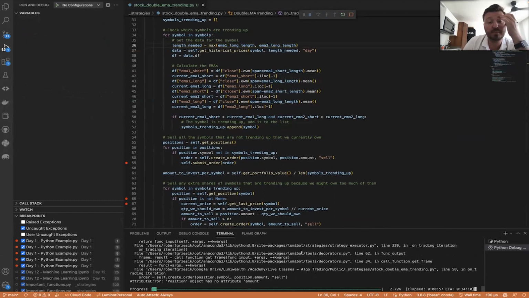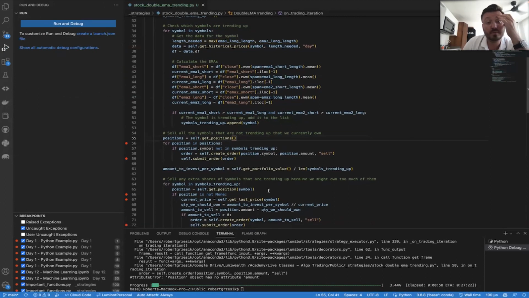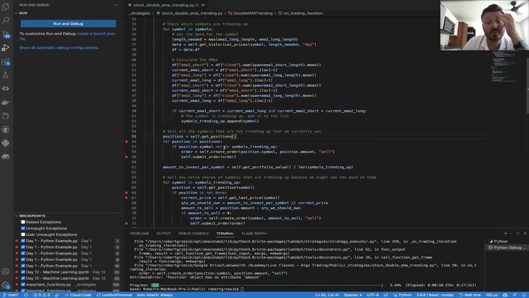Position has no attribute amount. Okay, so there's a bug there. What is this? It's not amount, it's dot quantity. It's not auto correcting for me.